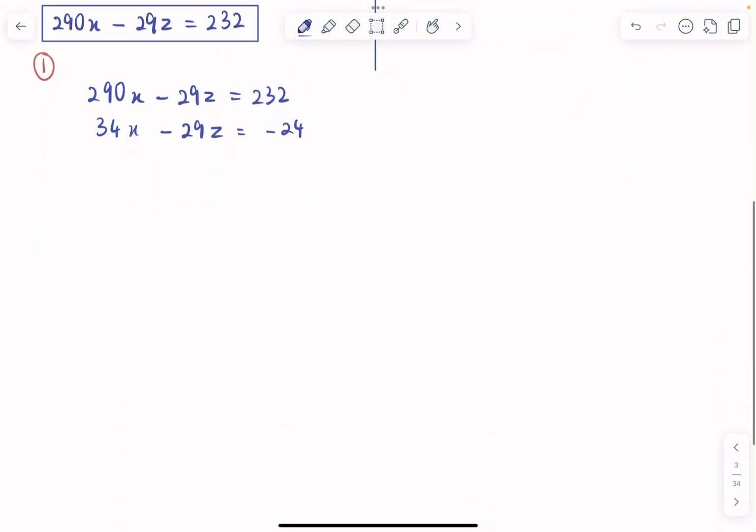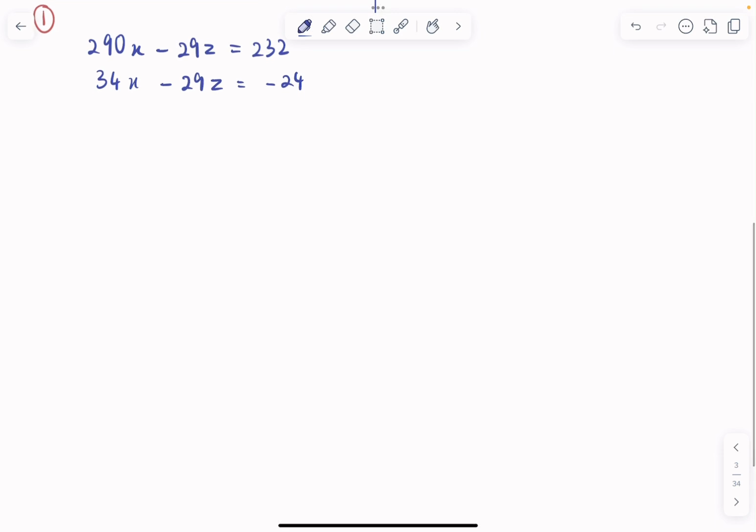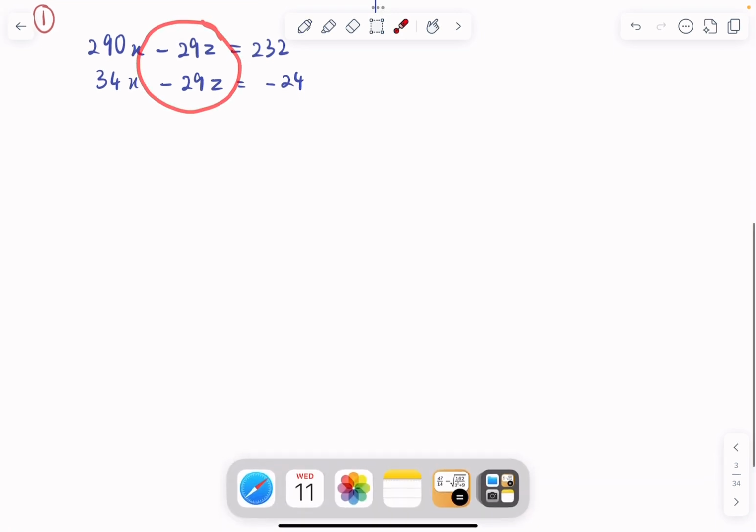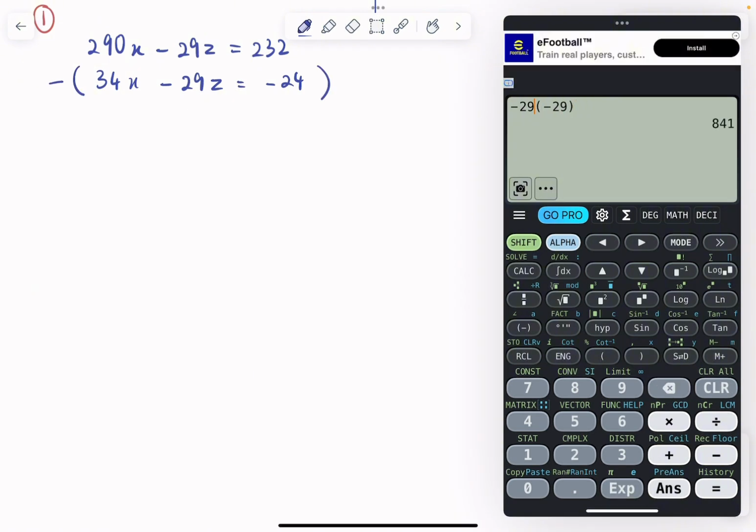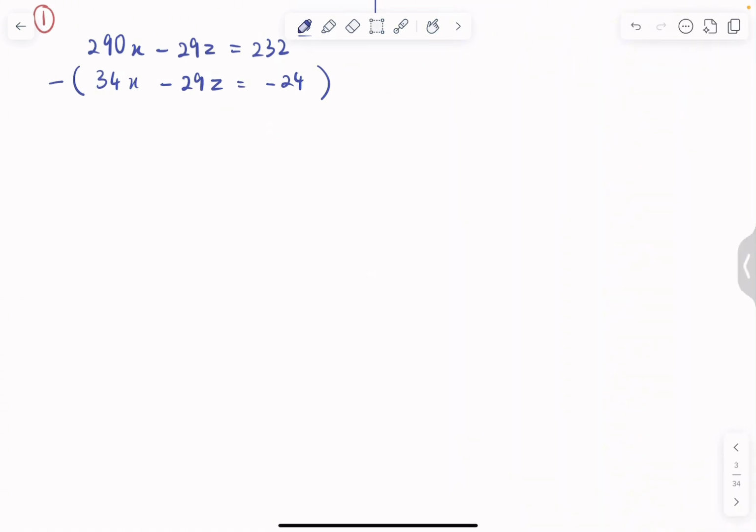Okay, so what to do in this step? We want to get rid of this. Negative 29z and negative 29z, it must be minus or plus. Let's check out. Negative 29 minus negative 29, we'll get rid of it. So the whole equation we have to minus. If you're confused, you can try it out with your calculator. If you plus, it will not get rid of it. So we minus this whole thing.